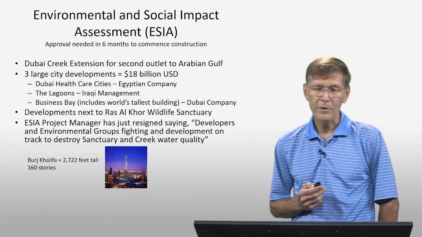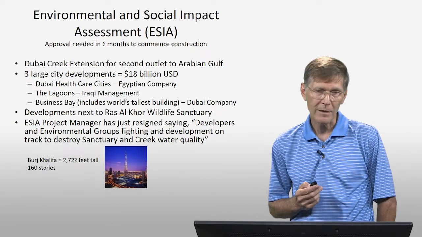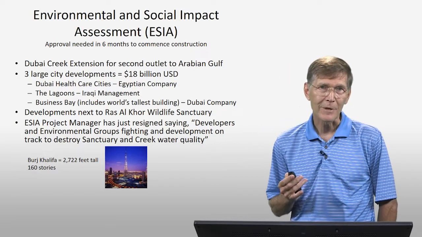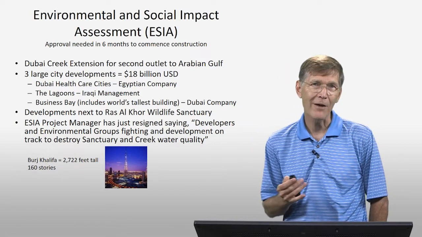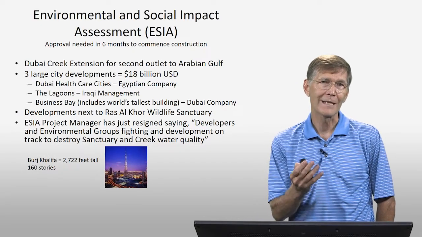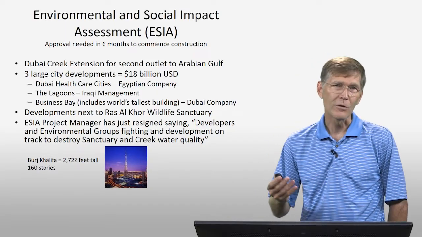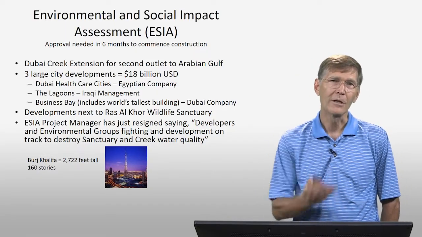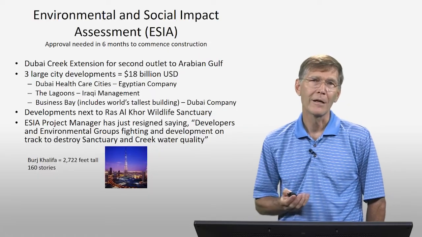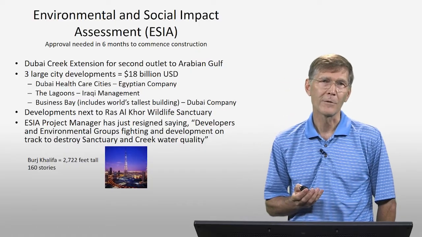Okay, so we had an environmental and social impact assessment on this project. We needed the approval in 6 months. The project included the Dubai Creek extension, so they needed a second outlet to the Arabian Gulf. They have one big water course that comes in, and it kind of dead-ended at the wildlife sanctuary. And the original plan was to dredge a channel right through the wildlife sanctuary and then turn and go back out to the Gulf. And this is what the environmentalists were up in arms about.